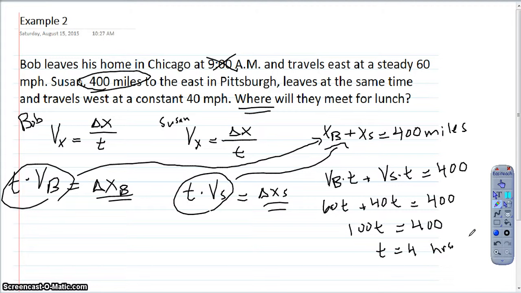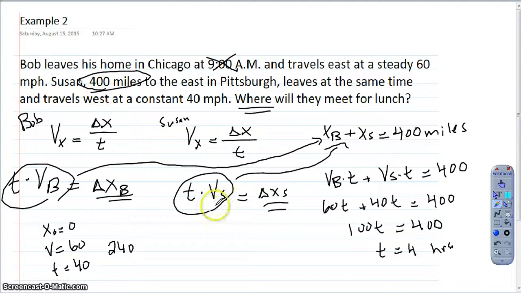Now the question does ask, where will they meet for lunch, and not when will they meet for lunch. If it was when, we'd say 1 o'clock in the afternoon, but in this case we still need to use this with either one of those two equations. So maybe I come back over here to Bob's and say that Bob was starting at a location of 0. So Bob's over here, his initial displacement is 0. We know his velocity was 60 miles per hour, and now we know the time is 4. So then Bob traveled 240 miles, whereas Susan only went 160.